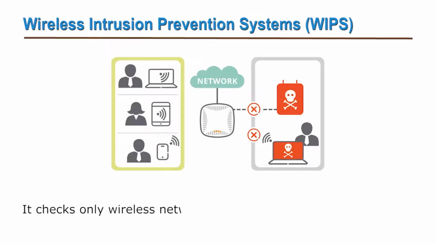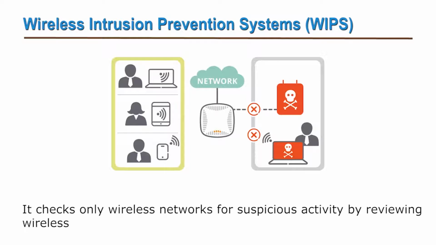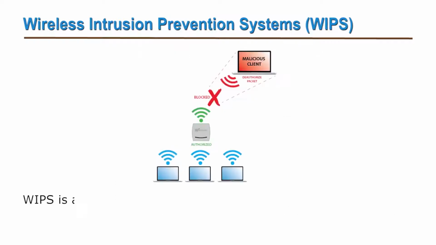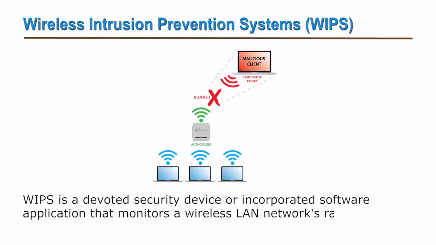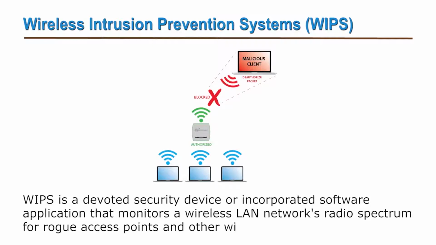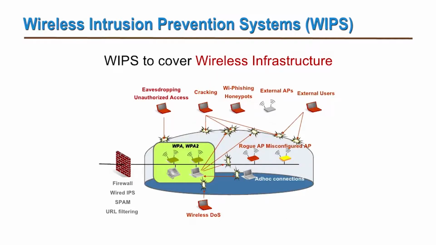It checks only the wireless networks for suspicious activity by reviewing the wireless network protocols. WIPS is devoted totally for securing a device, or it can also be incorporated in a software application that monitors wireless LAN networks, radio spectrum for rogue access points and other wireless threats. Here comes a picture that shows how the organization can deploy WIPS and the components of WIPS.